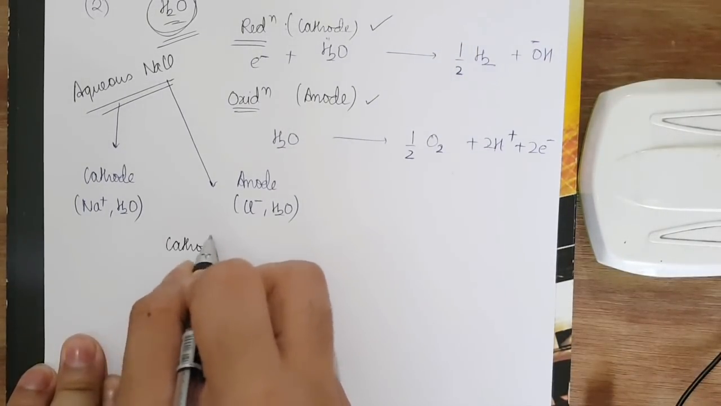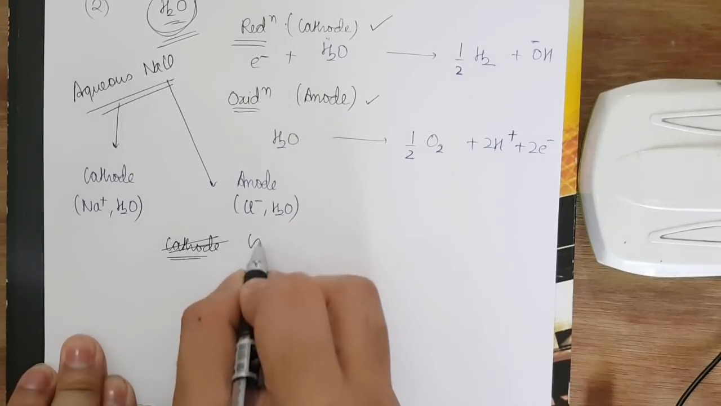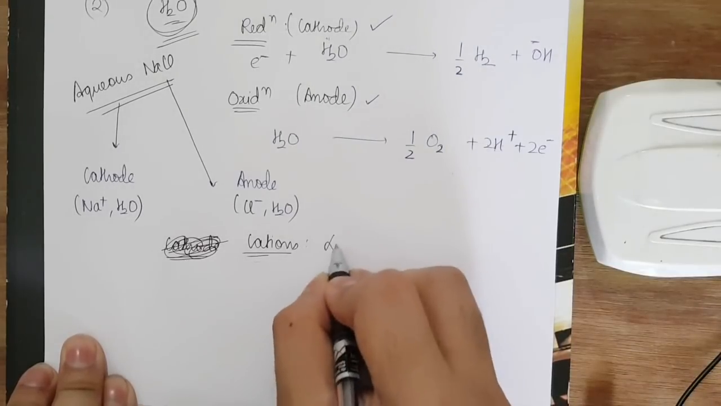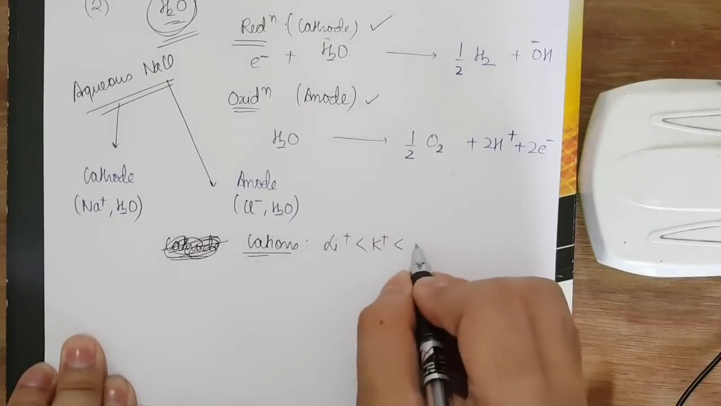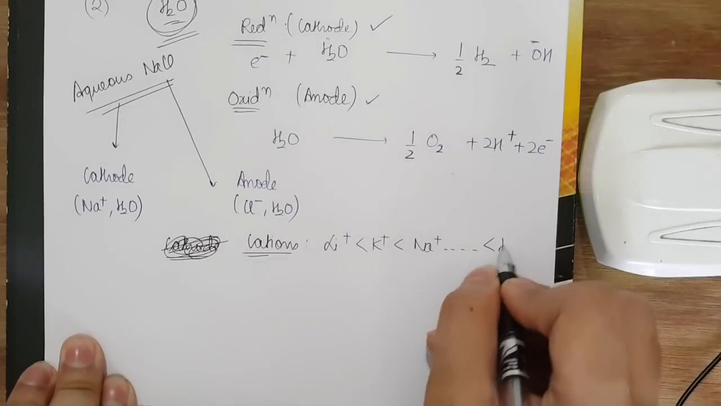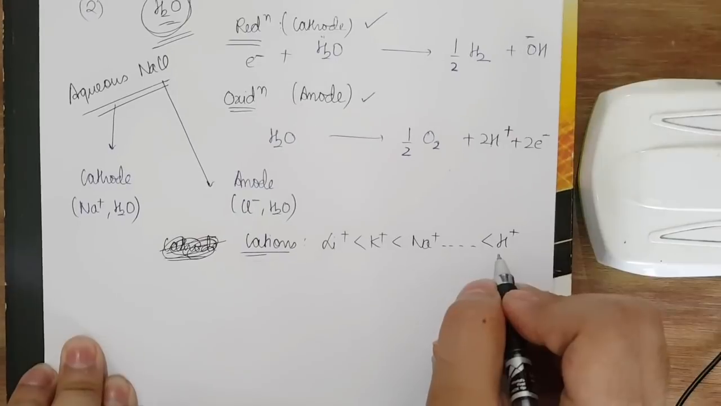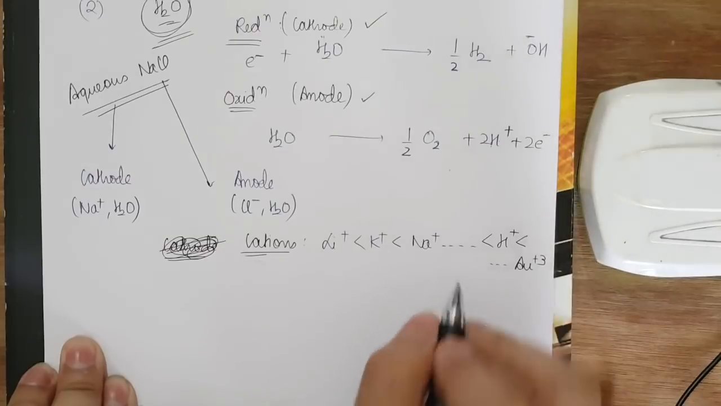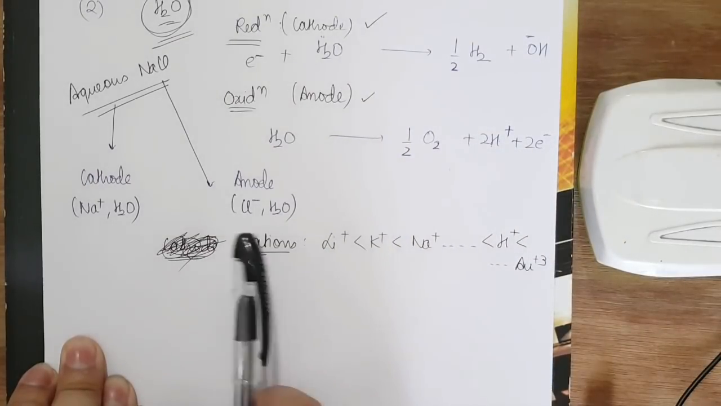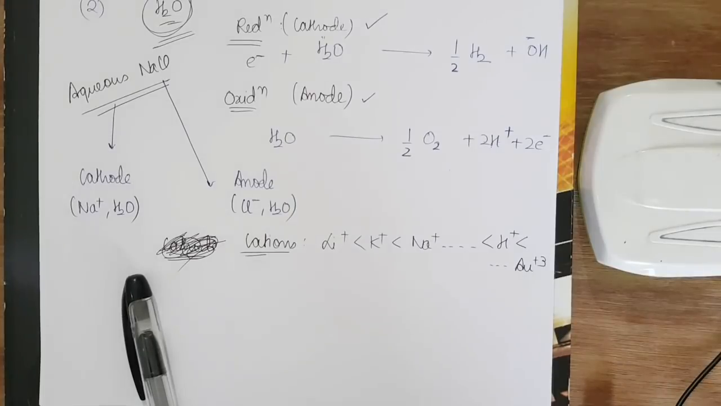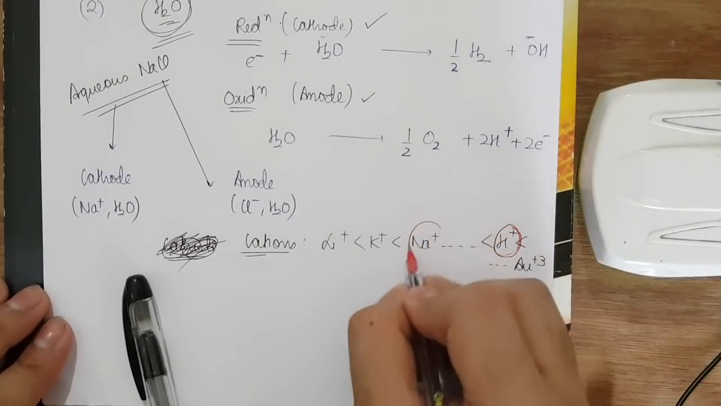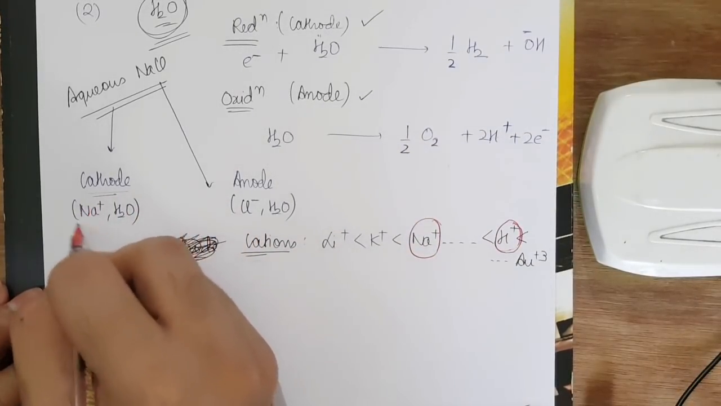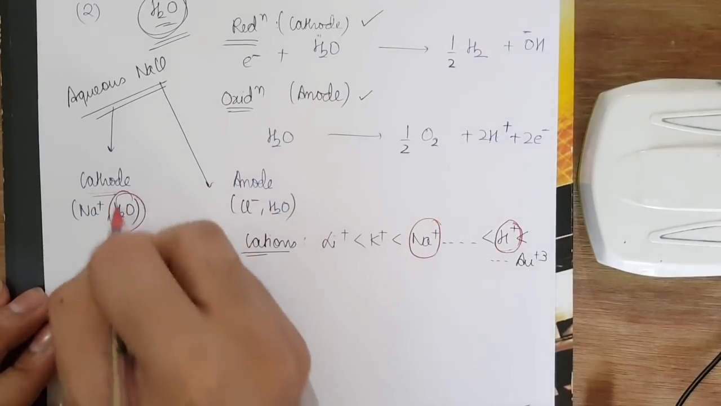Whenever we have the cation position here, not the cathode, for the cations, the order of deposition is basically Li plus is less than K plus is less than Na plus, moving on till is less than H plus. So for the given cations, moving on, the last term comes as Au plus 3. The factor which I want to take into consideration here is that the deposition rate of the H plus cation is greater than the Na plus cation. So what does it mean? It means that at the cathode, the Na plus wouldn't be the reacting species, but instead H2O would be giving the reaction.